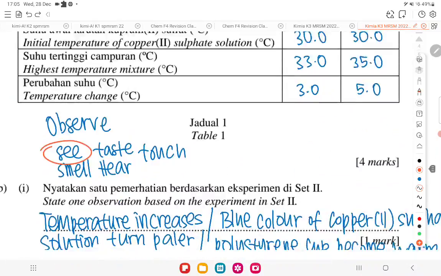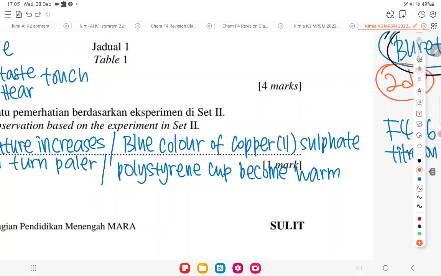So you can write this: the polystyrene cup becomes warm. Some students will ask, sir, can I write hot? Actually can, but not advisable. Why? Because 30 to 35 is not really hot. The temperature only increased from 30 to 35, so not to the extent of hot.